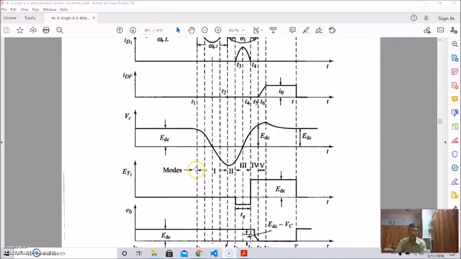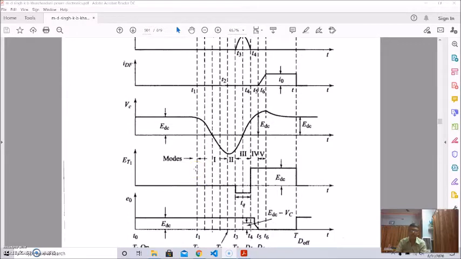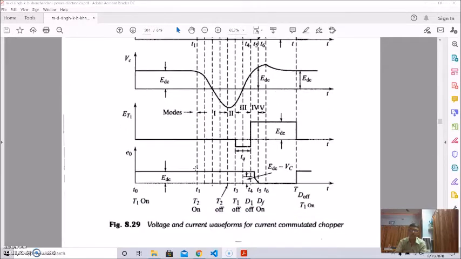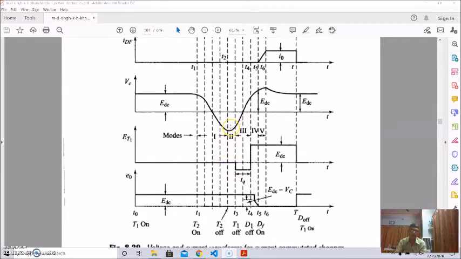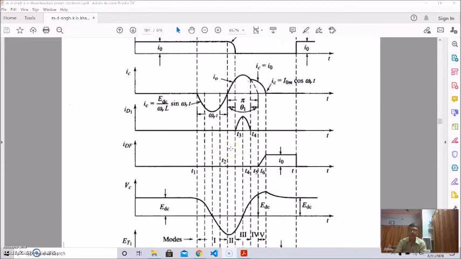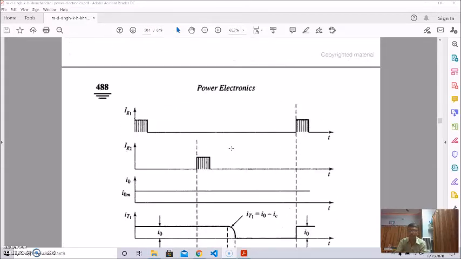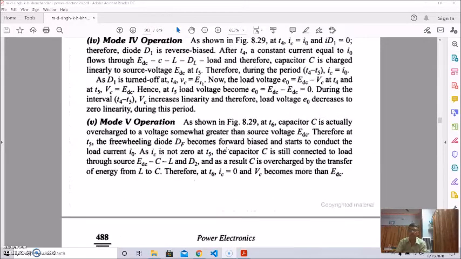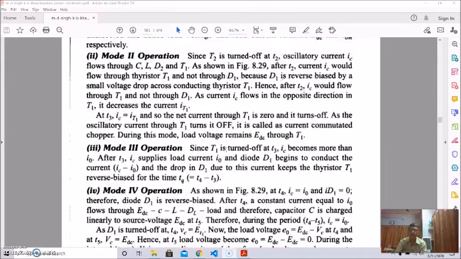So this is mode 1, from T1 to T2. Mode 2 will start from T equal to T2 to T3. So this is mode 2. Then let us come to the discussion about mode 2. What is happening in mode 2?